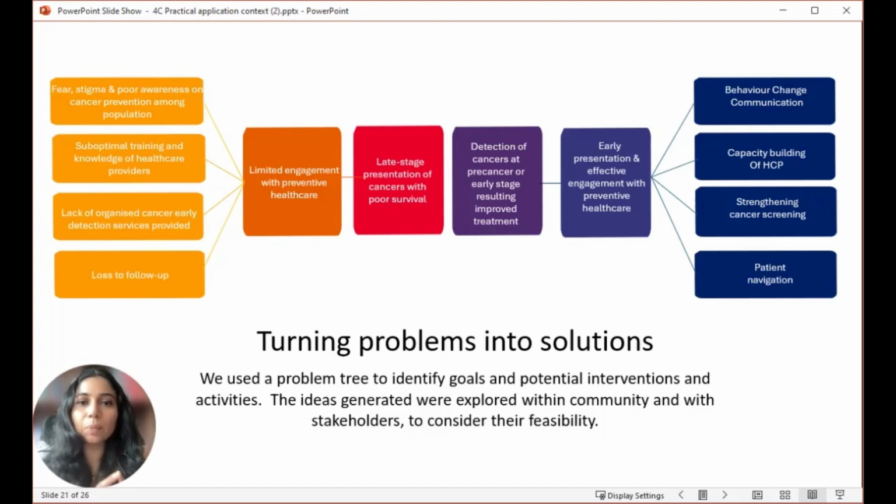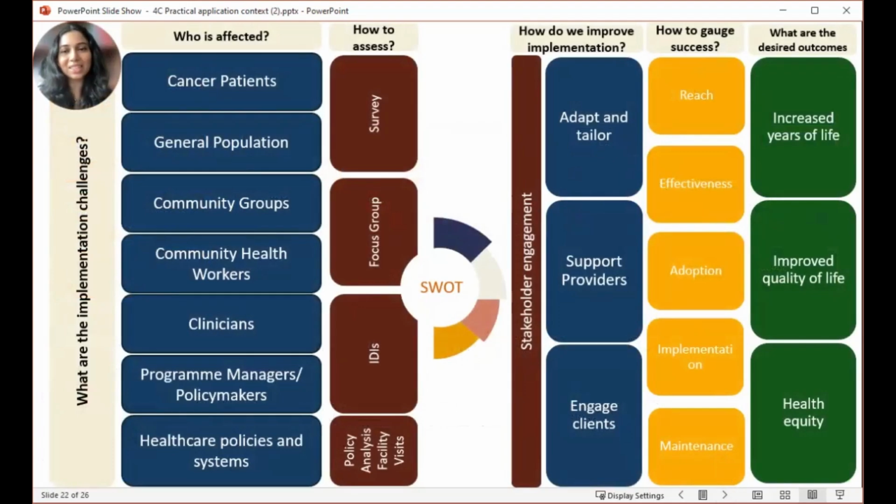We used a problem tree to identify the goals and potential interventions and activities. These ideas were then explored with our communities and with our stakeholders to consider their feasibility. At this stage of our project, we will be adapting and tailoring some of the ongoing services. We will be supporting our providers to improve care, and we will be engaging clients through some of the strategies that I earlier spoke about. We will also be using the RE-AIM framework to gauge our success to achieve our desired outcomes.